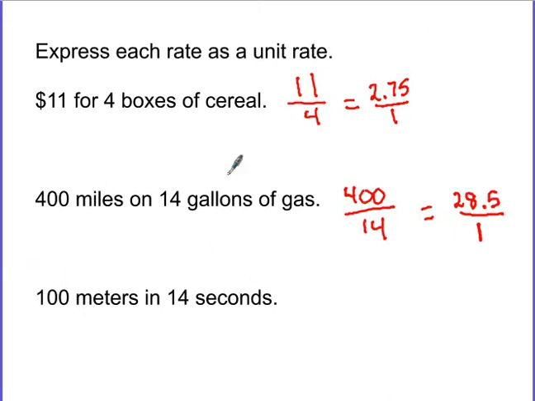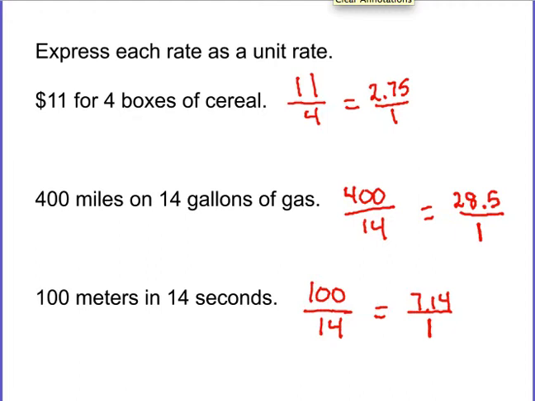All right, 100 meters in 14 seconds. Here's another hint. Money goes where? On top. Time will go on bottom. Anytime you have hours, days, months, minutes, seconds, that will always go on bottom. So 100 over 14. Again, I want to talk about meters per second. So how many meters can I go in 1 second? 7.14 meters per second. Are we good?